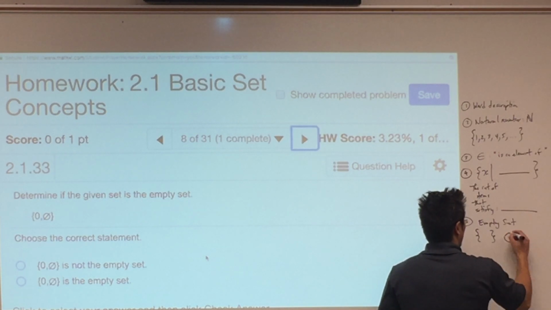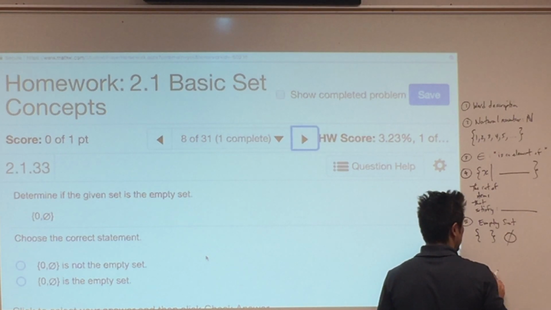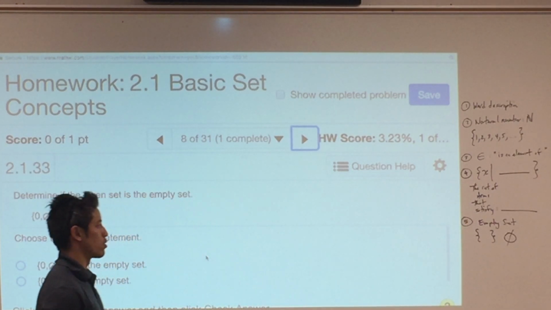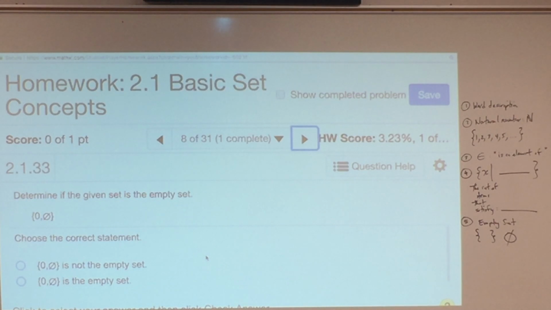Another way is with an O and a line through it. And very rarely, well, I'm not even going to say the other one because we'll encounter it. But it's really just two: braces with nothing in them, and an O with a line through it. Okay? What is the empty set? The empty set is sort of like what it sounds like. It's a set that has nothing in it. So it is a set that is empty, has nothing in it.